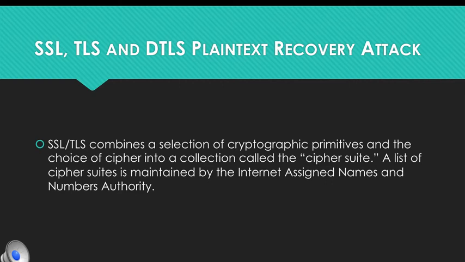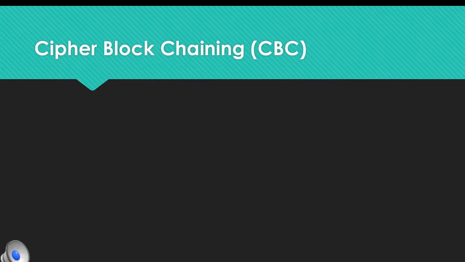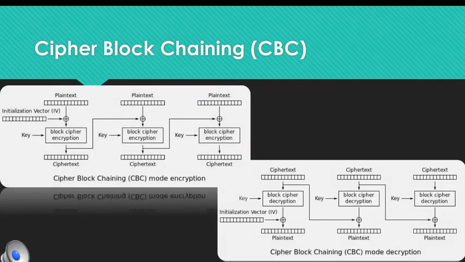Cipher suites are a collection of cryptographic primitives and the choice of a cipher. They are maintained by the Internet Assigned Numbers Authority. CBC stands for Cipher Block Chaining. As you can see in the diagram below, an initialization vector is added to the plain text, and the block cipher encryption converts it into the ciphertext, which is decrypted with the block cipher decryption and the initialization vector, and is converted back into plain text.